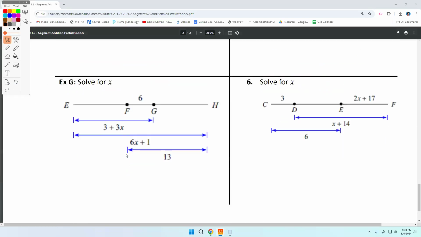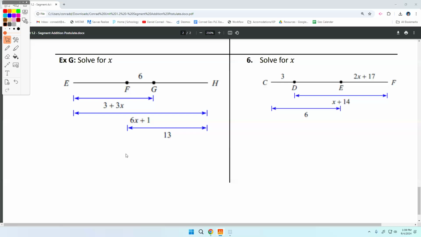All right, and then the last two, a little bit challenging here, but it's going to be the same idea. I'm not going to go ahead and solve all of them for you, but I'm going to give you a little bit of help to start. Okay, we know the distance from F to H here is 13. Right? So if the distance from F to H is 13, these two pieces should add up to 13. So this one's going to have to be 7. 13 minus 6 is 7.